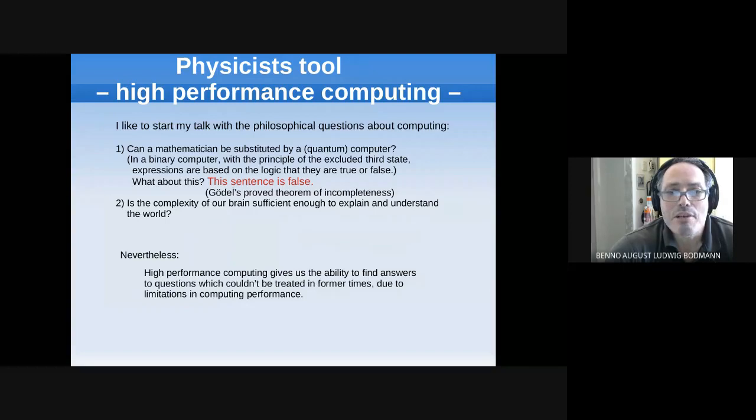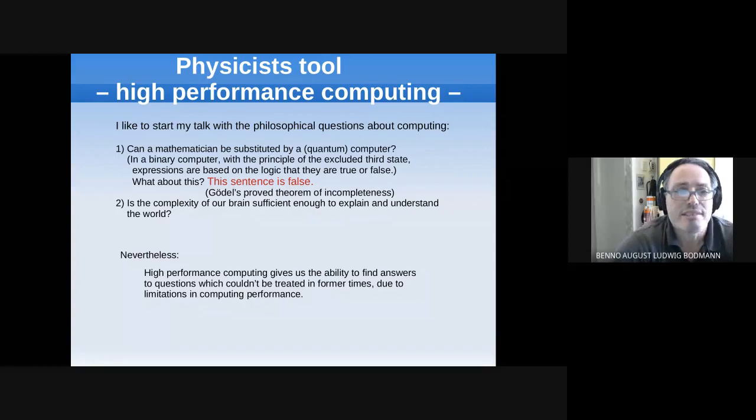Can a mathematician be substituted by a quantum computer? In a binary computer with the principle of the excluded third state, expressions are based on the logic that they are true or false. But what about this? This sentence is false. So if this sentence is false, it means it is right. If this sentence is true, it means that it's false. So inside the logic, we cannot decide whether this expression is true or false. And this is the proved theorem of Gödel's incompleteness theorem.